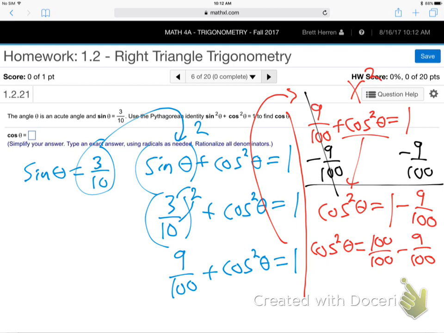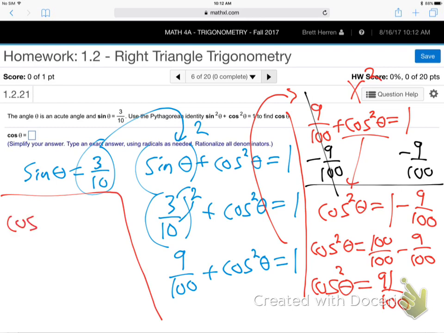So you just make that 1 into 100 over 100, right? Because that's just a fancy 1. And then they have a common denominator. Remember all that common denominator stuff? Is that good? Questions, please speak up if there's anything I can answer. So I'm just changing that 1 into 100 over 100 so that I can now subtract these, right? So you subtract them and you get 91 over 100. So cosine squared is 91 over 100, like that.